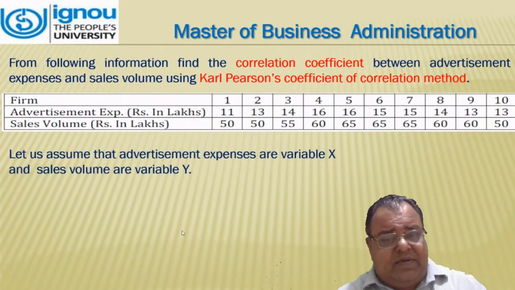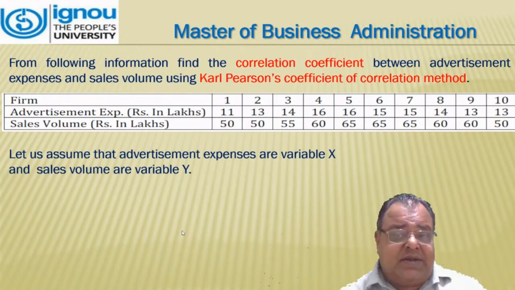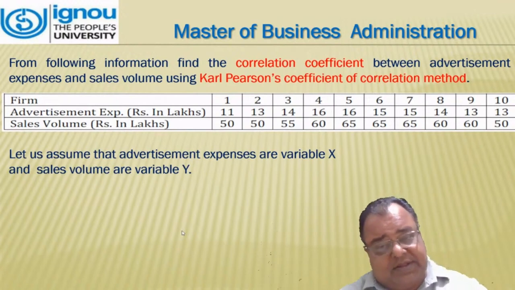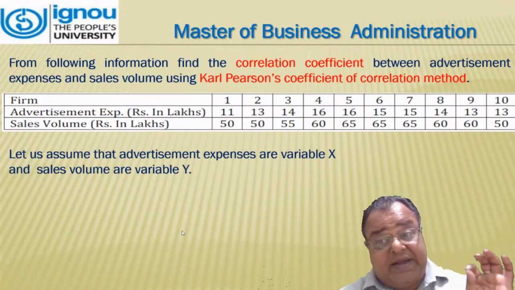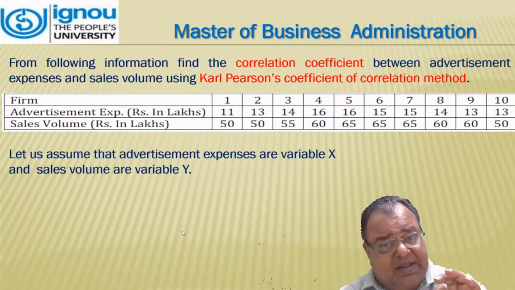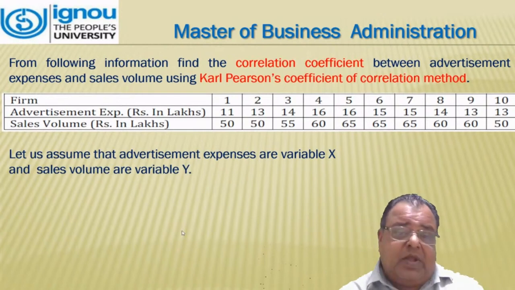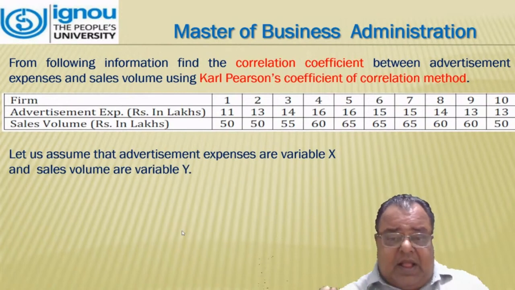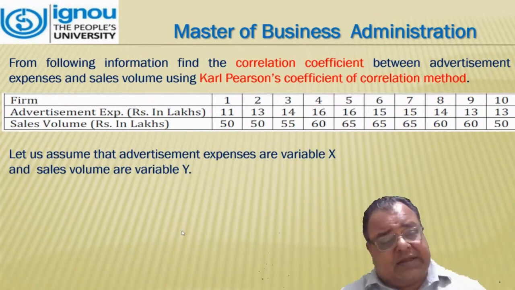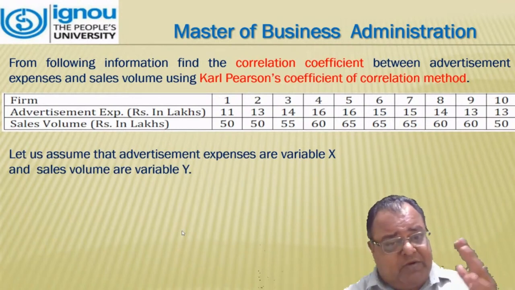From the following information, find the correlation coefficient between advertisement expenses and sales volume using the Karl Pearson coefficient of correlation method. This is the data. We are talking about 10 firms whose advertisement expenditure in lakhs is given to us, and the sales volume of the respective firm is given to us. Now, what is the first step? We have to assume that the advertisement expenses are the variable denoted by X, and the sales volume is denoted by Y. So we will transform this information into a table form.